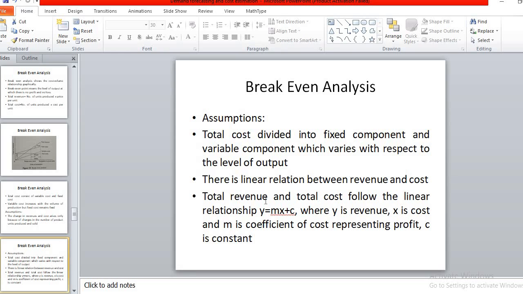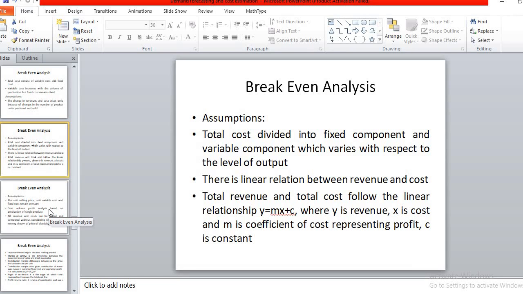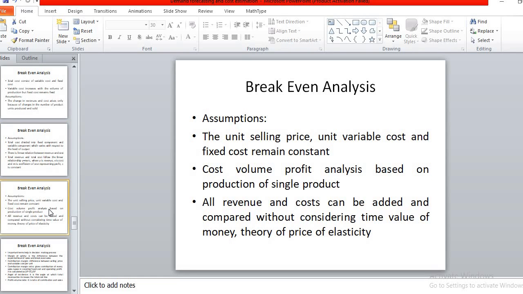As it is a linear variation, it should follow the equation Y equals mx plus c. Here Y represents revenue, X represents cost, m represents the coefficient of cost, representing profit, and c is the constant. So this should follow a linear variation: Y equals mx plus c.